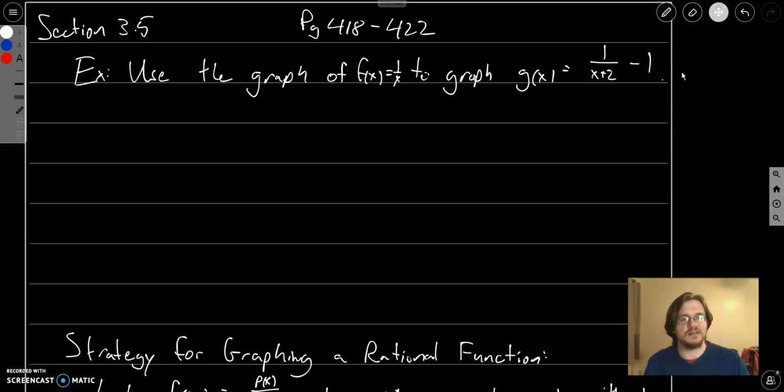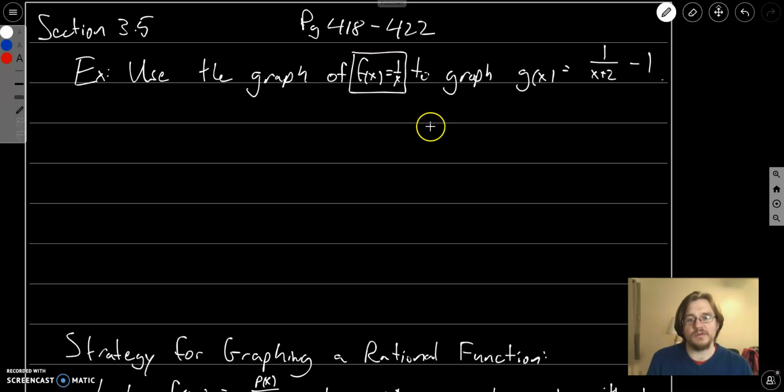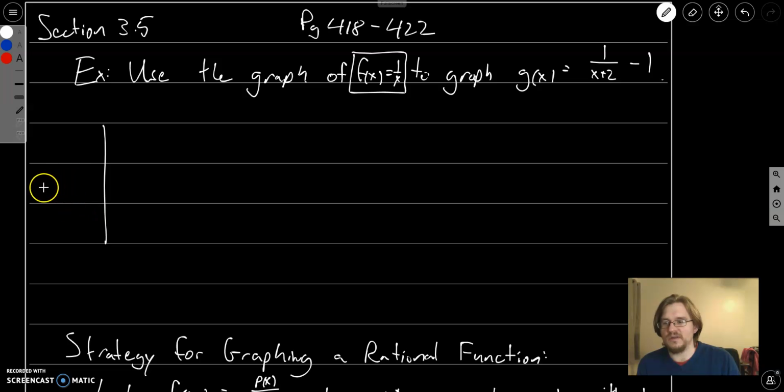Hello and welcome back. We'll start this video, again continuing section 3.5, by using a graph that we're already familiar with, that we saw in a previous video, the graph of 1 over x, and then we'll transform that to graph 1 over x plus 2 minus 1. So we know that the graph of 1 over x will look something like this.